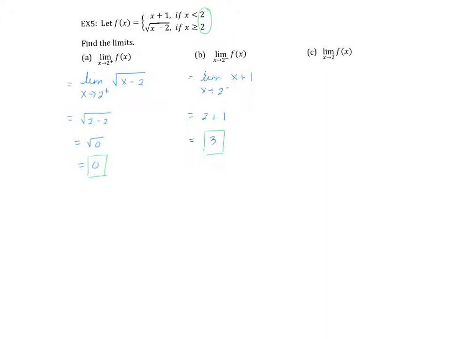All right, so in part C, the limit as x goes to 2 of our function f of x does not exist. And that would be from part A and B. Since those 2 values are different, the limit does not exist.